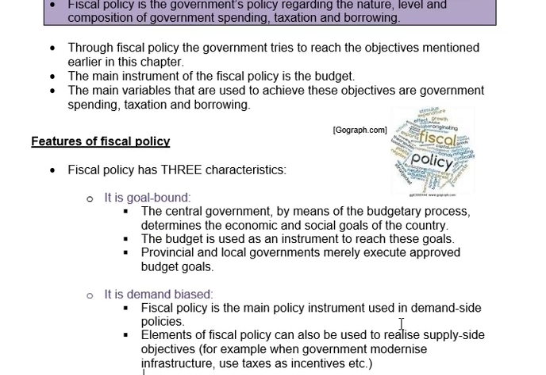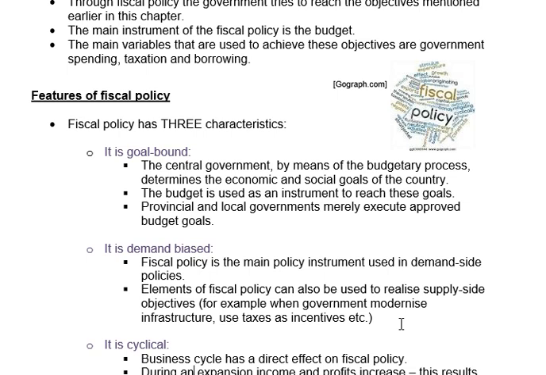Okay, now the first thing that you need to know, and remember again, this is not an essay question, this is just for short questions, data response questions, 8-mark discuss questions, right? Features means characteristics. So the fiscal policy has 3 characteristics. The first one, it is goal bound. This means that when the government is using their instruments, they are trying to reach their goals. As I said, they don't just change taxes just for the fun of it, to mix things up in the country. They are changing taxes if they feel that those changes are going to help them to reach their objective.